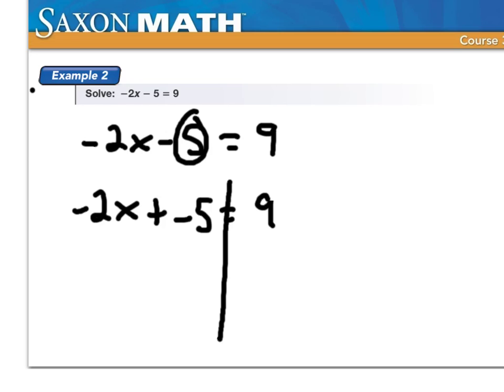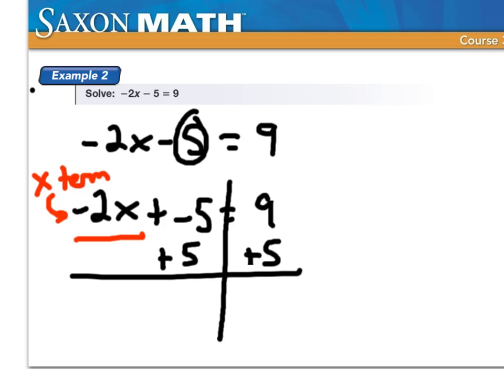Again, the next step is to get the x term by itself. So again, we need to identify the x term. What am I doing to x exactly? What's attached to the x? In this case, it's negative 2 times x, so that's the x term right here. I need to get that all by itself. So to do that, I'm going to cancel out these counters right here. I'm going to add positive 5 to both sides, because negative 5 and positive 5 cancel and leave me with negative 2 times x, and 9 plus 5 is 14.